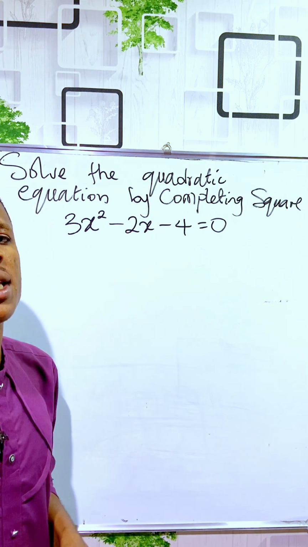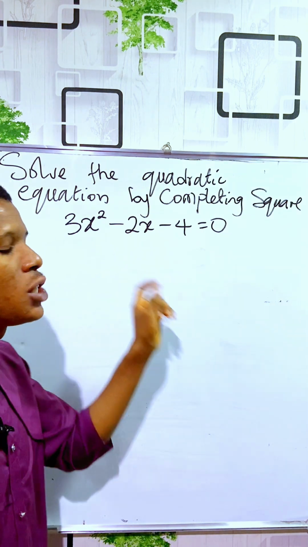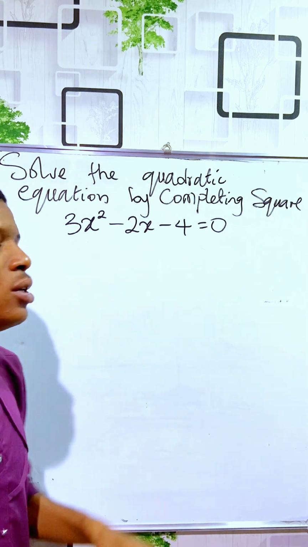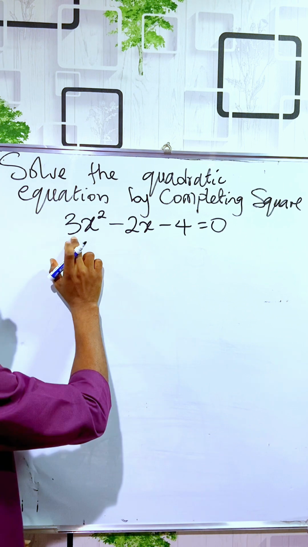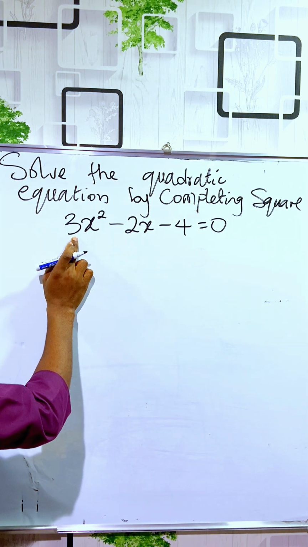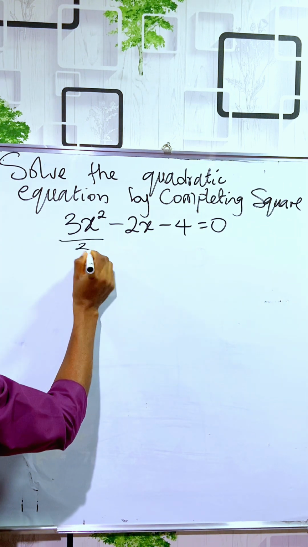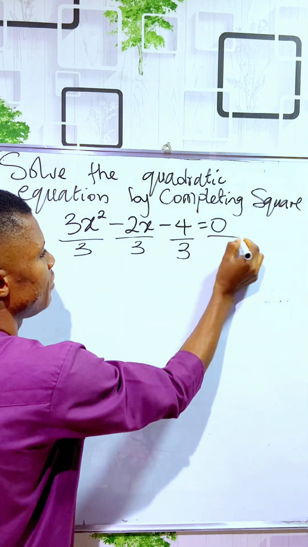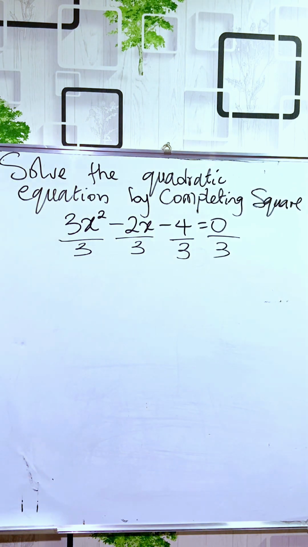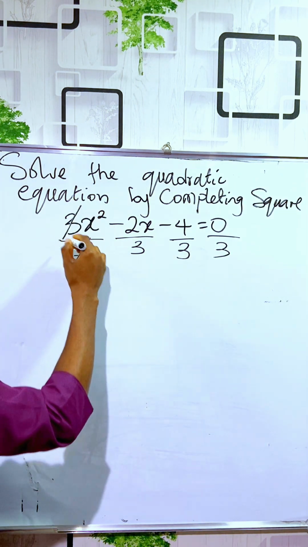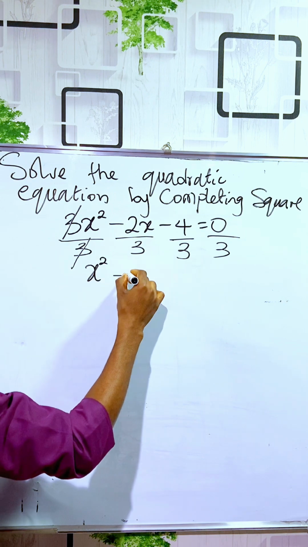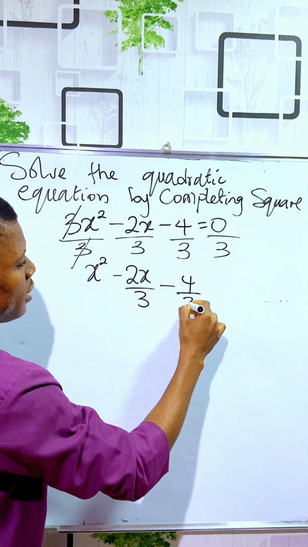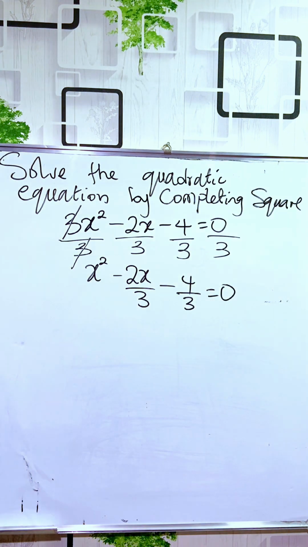To solve this quadratic equation, we have to make the coefficient of x squared unity, that is, 1. So we have to divide through by the coefficient of what? x squared. So we divide through by 3. When you divide through by 3, the 3 will cancel out, and you have x squared minus 2x over 3 minus 4 over 3 equal to 0.